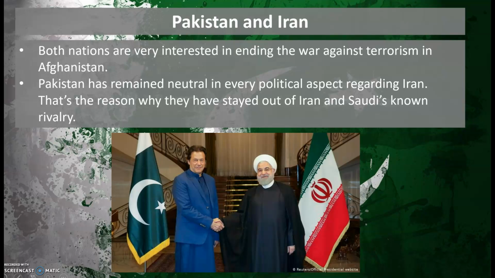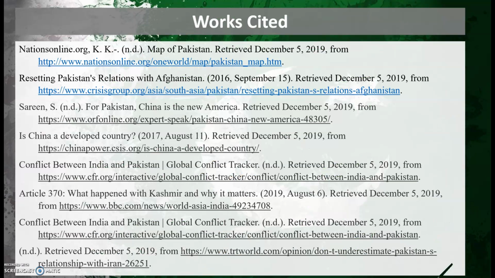Okay, guys, well, this is a brief summary of how Pakistan deals with its neighboring countries. As you can see, we got mixed scenarios, but overall, we can say that its relationship with other countries is quite fragile and tense.